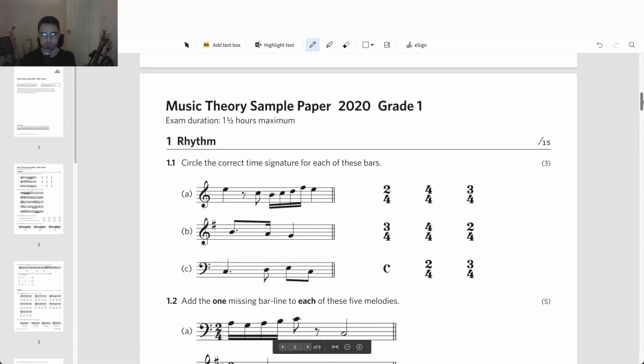So, section 1 is rhythm, and they are asking, circle the correct time signature for each of these bars, and they've given us some time signatures here to choose from. So let's look at example A, and we can pick 2/4, 4/4, or 3/4. These are all time signatures that are counting crotchets. So we're going to be looking for crotchets. So let's go in and count crotchets.